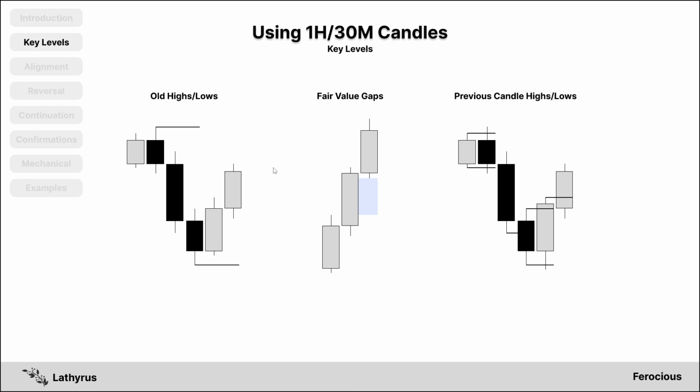The key levels I'm using on the 1 hour and 30 minute are all the highs and lows to frame reversals and continuations, fair value gaps to trade continuations from the gaps, and previous candles' highs and lows to frame the C2, C3 candles and so on. It would be nice if you have some basic knowledge about these concepts.